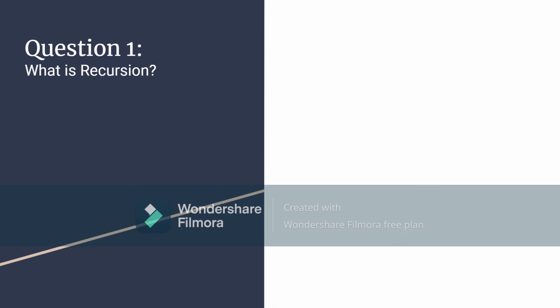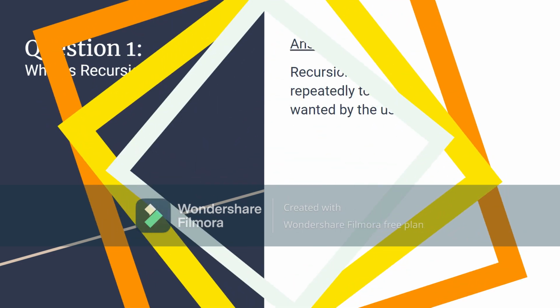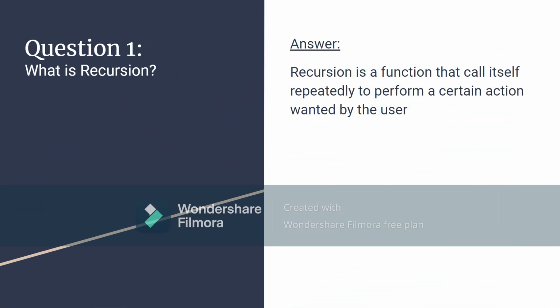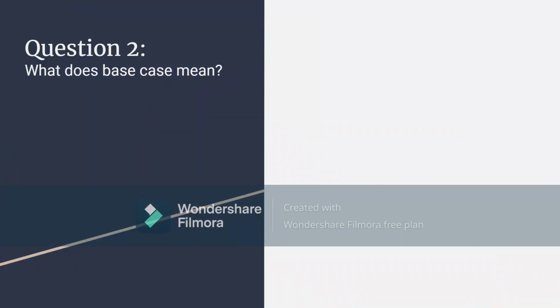Now we talk about the questions I have for you about recursion. One important question: what is recursion? You can either pause the video right now to think about it or just continue to see the answer. Recursion is a function that calls itself repeatedly to perform a certain action wanted by the user. If you got the answer right, congratulations. If not, you could watch the video again.